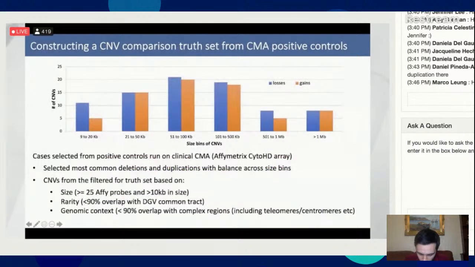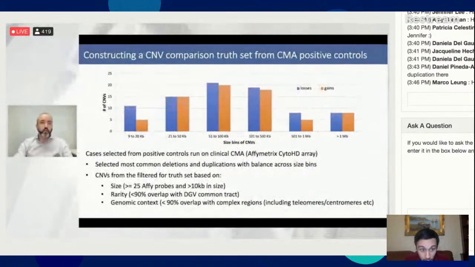So in the final part of my talk, I just want to tell you a little bit of what we've done. We did construct a CNV comparison true set. We selected a lot of cases, positive controls from our chromosomal microarray analysis platform, which was the Affymetrix CytoScan HD. We selected a lot of the more common ones, and you can see we selected over a size range, both gains and losses, all the way from 10 kb up to variants that would be greater than a megabase in size. CNVs were then filtered from the true set.